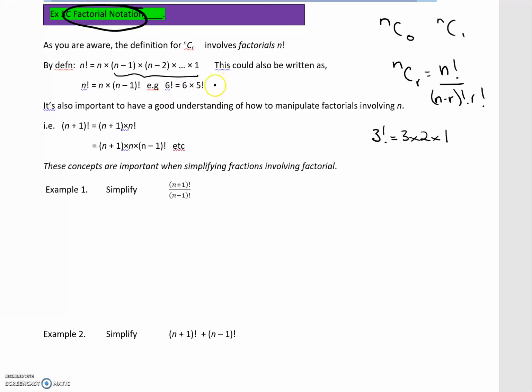There's nothing special about choosing the factorial to be the second number in the expansion. You could also write 6 factorial is equal to 6 times 5 times 4 factorial. Now, like I said, it's just these different ways of writing and thinking about the factorial aspect of the binomial coefficients that will be what you're looking at in questions later on.